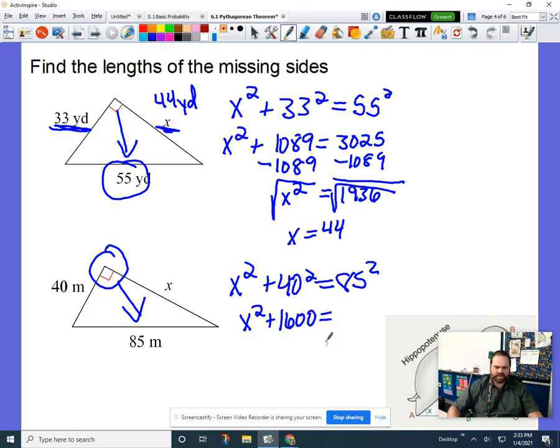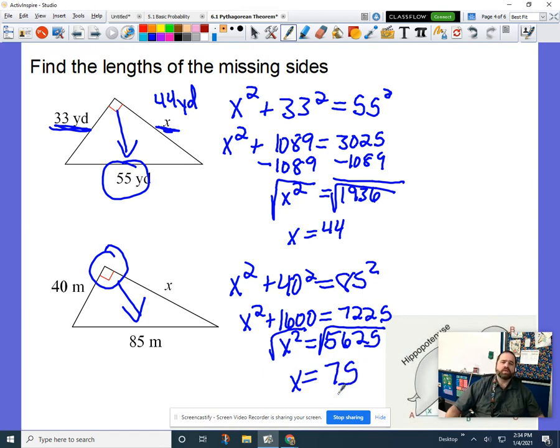85 squared I had to work out. That is a big one, 7,225. So when I subtract my 1,600, that is 5,625. Square root that guy. So X is 75. Now, they're not always going to be big answers like this, 75 meters.